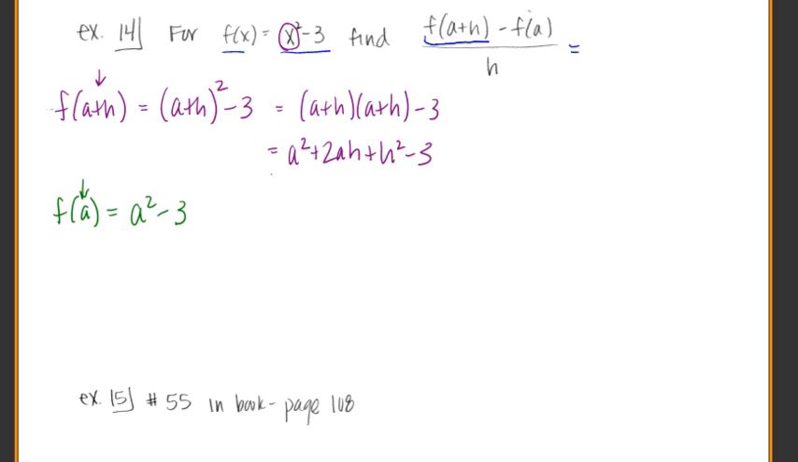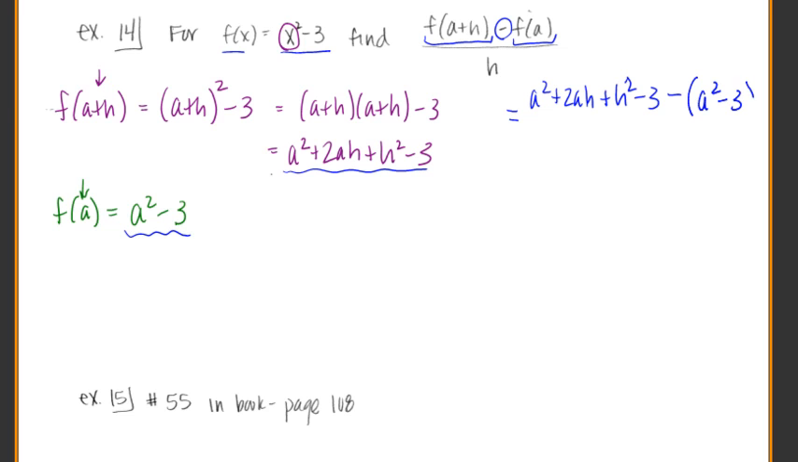Okay, I know that f of a plus h, what that equals is everything I found right here. What f of a equals is what I found right here. So putting this together, we'll come down here with the equal sign, so I make sure I get plenty of room here. So it's going to equal a squared plus 2ah plus h squared minus 3. Okay, so there's that first part. Then minus f of a.